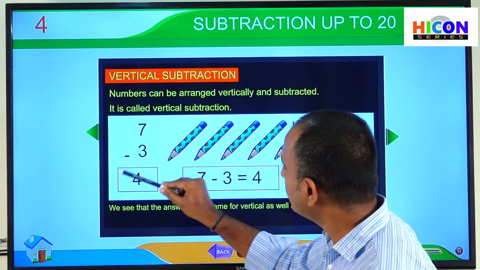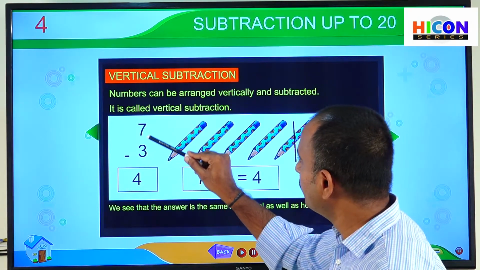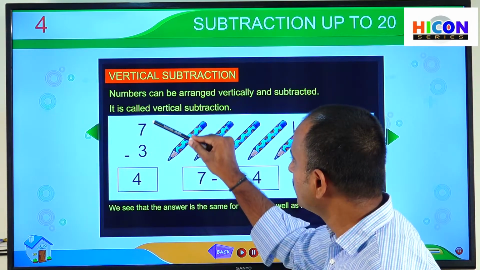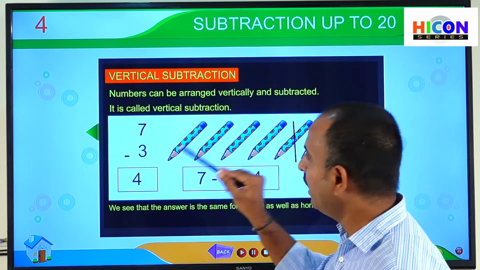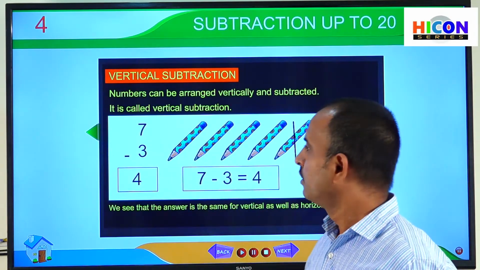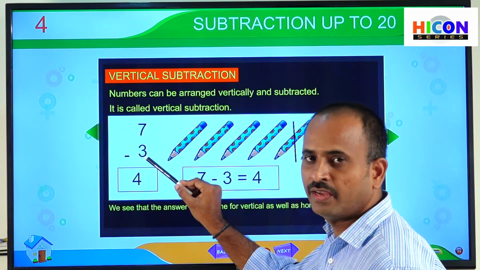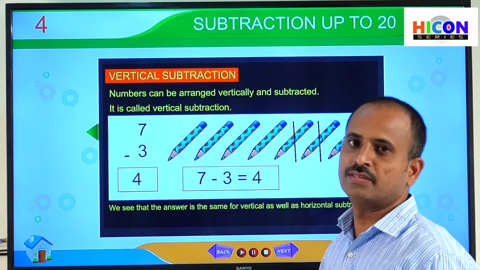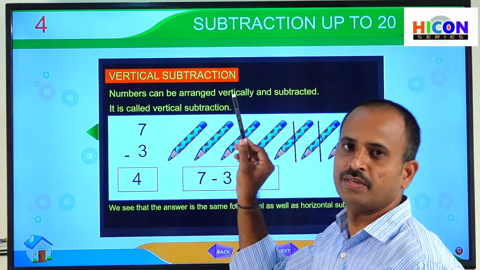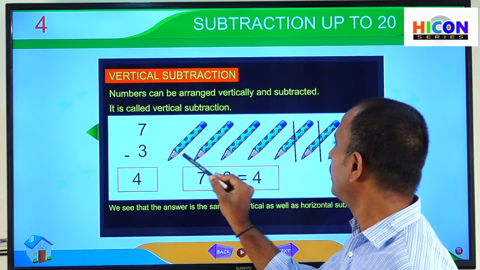So look at this subtraction. Here the two numbers are written one below the other. The 3 is written below the 7. If two numbers are written one below the other, this is called vertical arrangement, and if you do the subtraction, then the subtraction is called vertical subtraction. So what is the second number here? 3. That means we have to take away 3 pencils from these 7 pencils. Taken away means we have to strike off 3 pencils among 7 pencils.